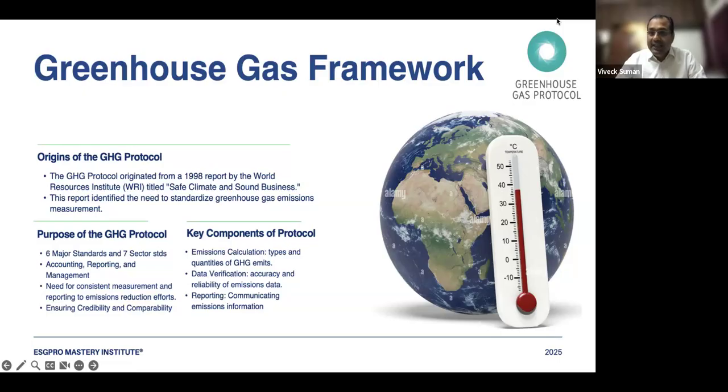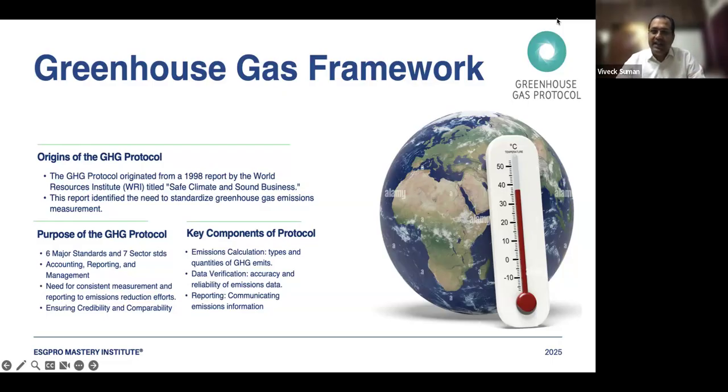WBCSD. These two organizations published a report in 1998 called Safe Climate and Sound Business. The purpose is that the climate has to be safe, where we can operate well, and business remains sound in this environment. That report is known today as the greenhouse gas framework. Are you with me?